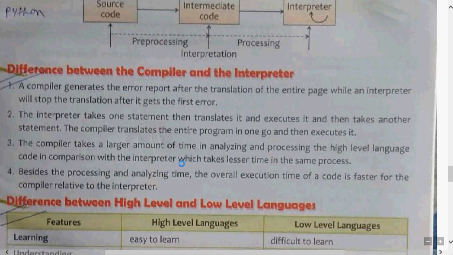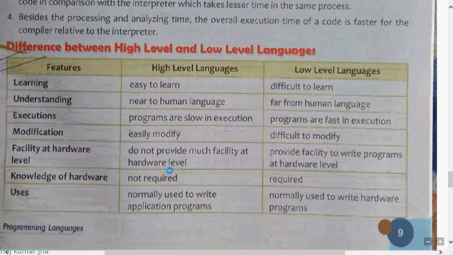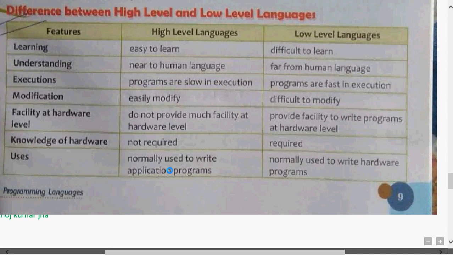Now the main differences between the high level language and low level language are given here. High level language is very easy to learn, and low level language is difficult to learn. High level language is near to human language like English, and low level language is far from human language, because it is completely in 0 and 1. If we talk about execution, high level programs are slow in execution because there is a translator, but in low level language the programs are fast in execution because they are directly understood by the computer.